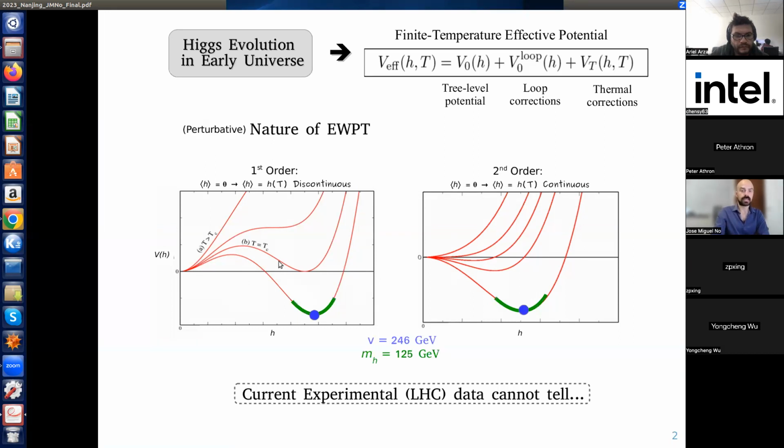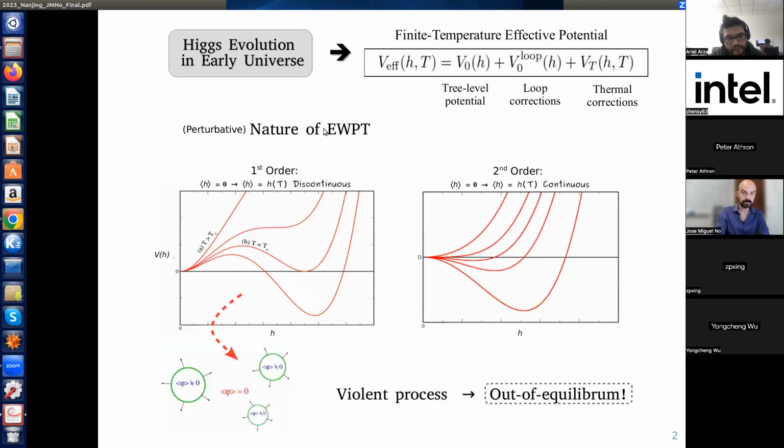Now, currently, the experimental data we have cannot tell among these two possibilities. We only know where the vacuum is and the small perturbations around the vacuum. This is what we measure. Now, depending on the global shape of the potential, we could be in this situation or in this situation. And if nature would have chosen a first order electroweak phase transition as a realization, this would be a violent process that would lead to out of equilibrium. So this would allow for electroweak baryogenesis.